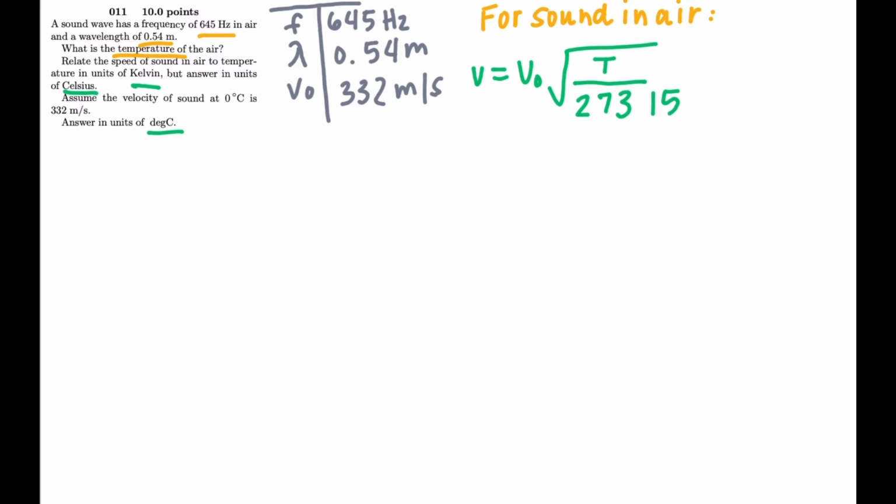Okay, so it's asking for the temperature, so obviously this is what we're looking for. This is our unknown variable, okay? It gives us the frequency, the wavelength, and it also gives us the initial velocity. So we have initial velocity right here, and we're looking for T.